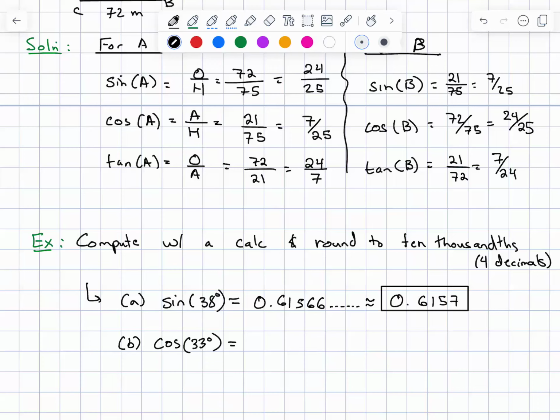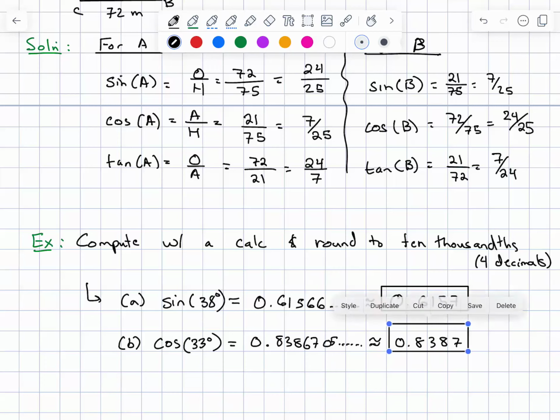Cosine of 33 degrees is approximately the decimal expansion for as long as we can get it. It's going to be 0.838670 on and on forever, which we're going to round to 0.8387. So we're rounding to the nearest 10,000ths. Oh, I forgot to do 2 more of them.